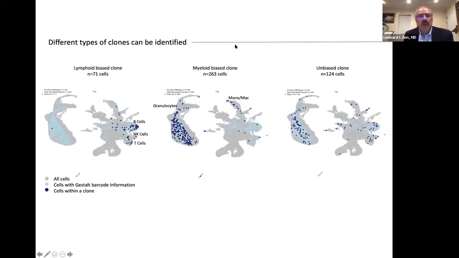So what we have are different types of clones now identifiable. So for instance, over here is a clone that represents panhematopoiesis. It's an unbiased clone, so all the blood cells are actually read out. Over here is a myeloid biased clone, and you can see predominantly granulocytes and monocytes being read out. And over here is a lymphoid biased clone where there's hardly any myeloid cells being read out, but all the lymphocytes are actually being tagged.